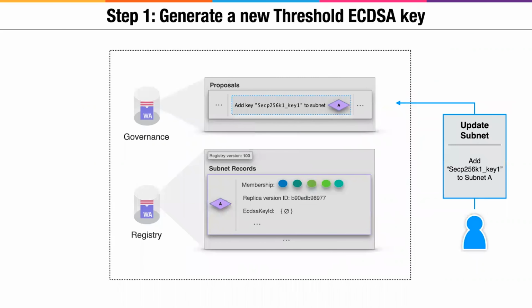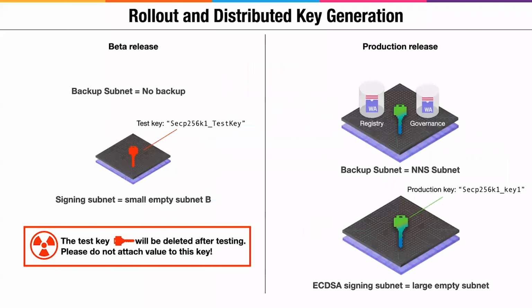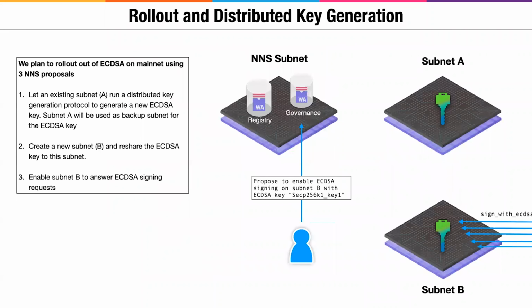I guess this was referring to probably the initial diagram. So in this case, no. The idea is that both subnets, the one that holds this key, won't host user canisters. This is specifically for the production deployment, where we plan to have subnet A essentially be an NNS subnet, so there are no user canisters installed there, and also the signing subnet, which will be subnet B, that one won't host any user canisters either.